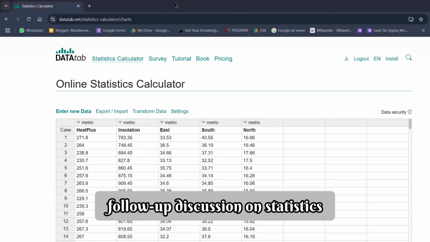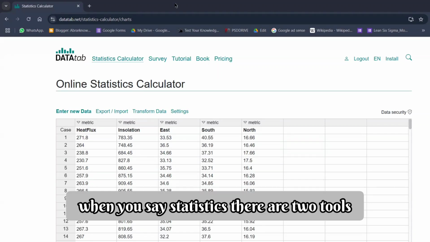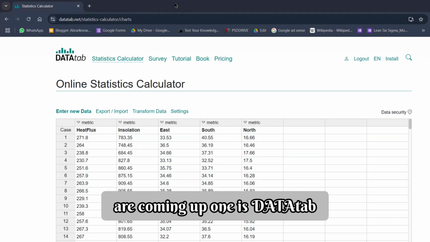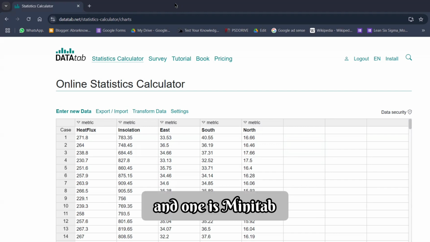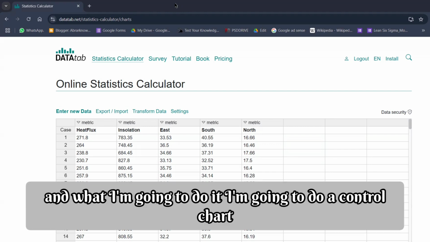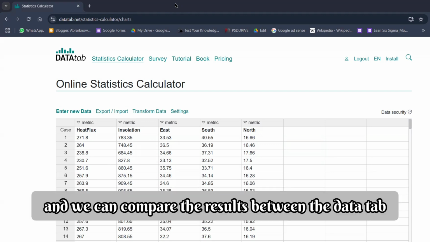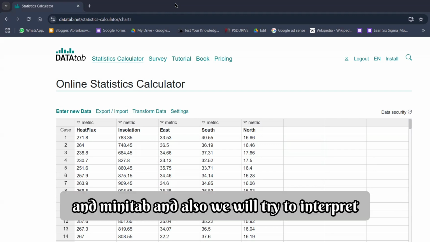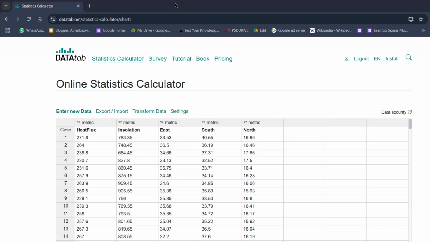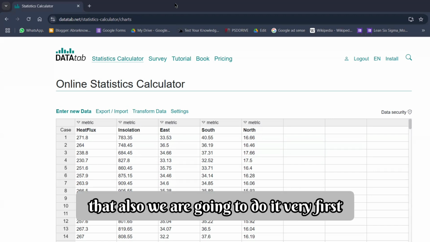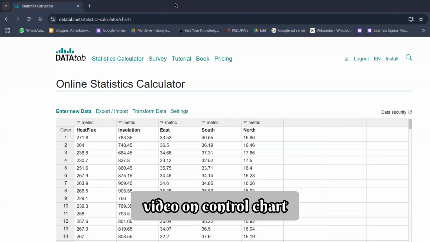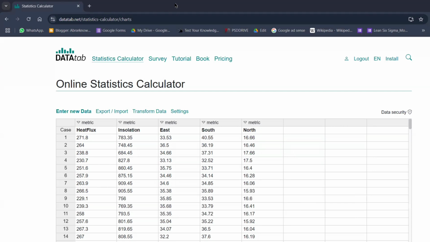Follow-up discussion on statistics. When you say statistics, there are two tools coming up: one is DATAtab and one is Minitab. What I'm going to do is a control chart, an IMR chart, individual moving range chart, and we can compare the results between DATAtab and Minitab. Also we'll try to interpret the control chart results and how to interpret them. Very first, the video on control chart from DATAtab.